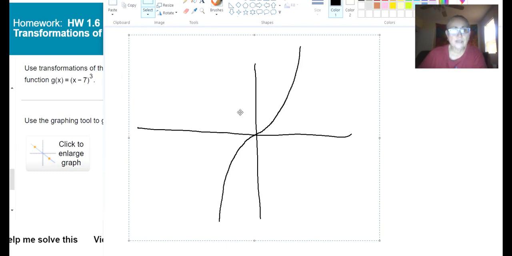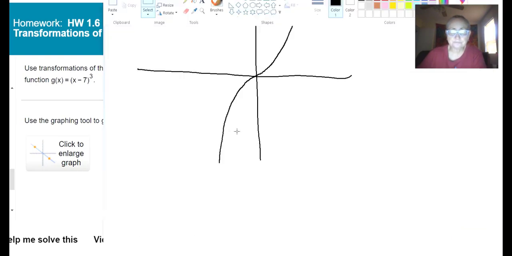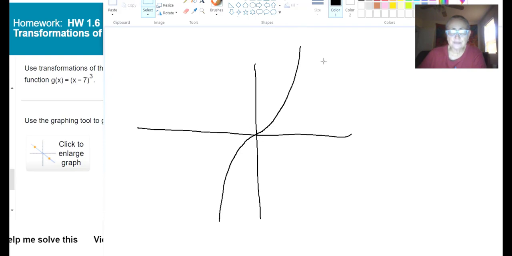So when we have this cubic, we do our transformations just like before. This one says go inside, that's a horizontal, so right 7. So this graph is going to be the same, except to the right 7. So it's going to be over here at 7. Oh, that's a horrible graph. Let me redo that. Over here at 7, like that.